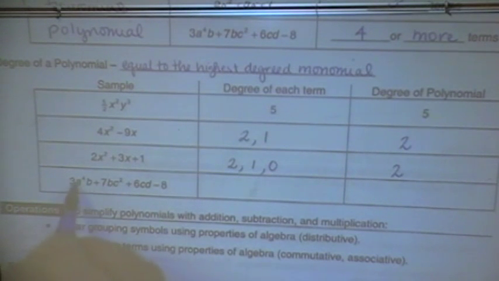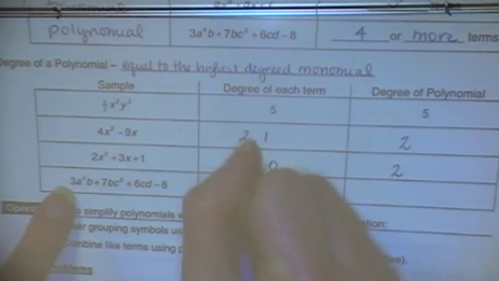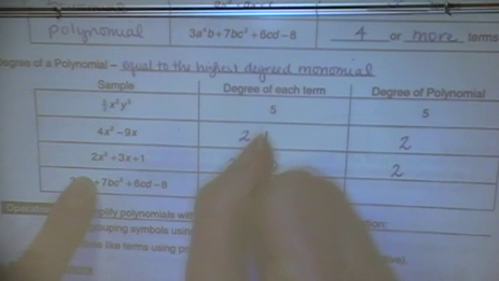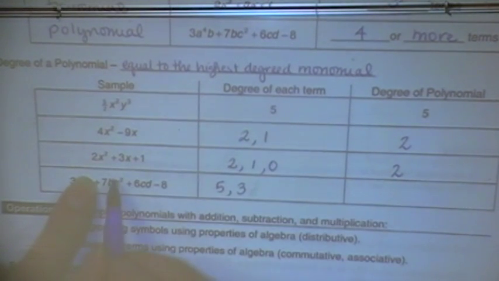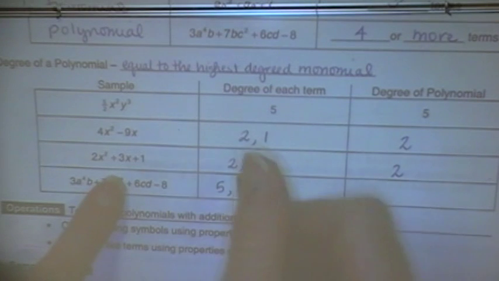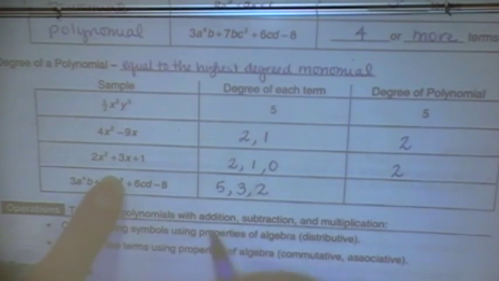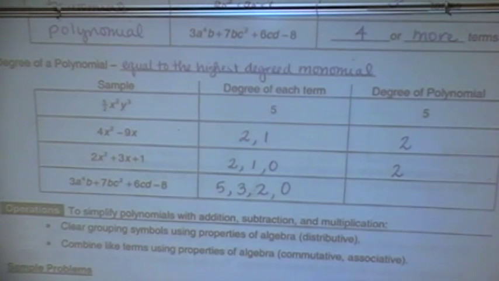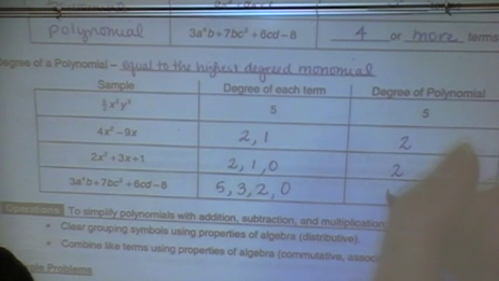Alright, now here's where it gets a little crazy, because we have multiple variables in each term. So my degree of my first term is 5, because the A has a 4 and the B has a 1. And you have to add those two together because it's all in the same term. The degree of the second term is 3. B has a 1, C has a 2. The degree of the third term is 2. C has a 1, D has a 1. And the degree of the 8 is 0 because it's a constant. Constants don't have a degree. So my polynomial is a 5th degree polynomial.